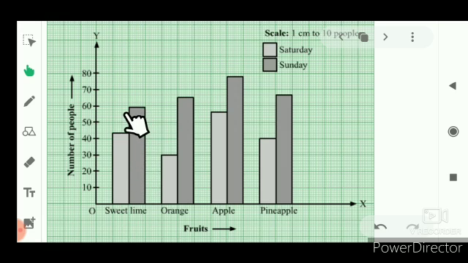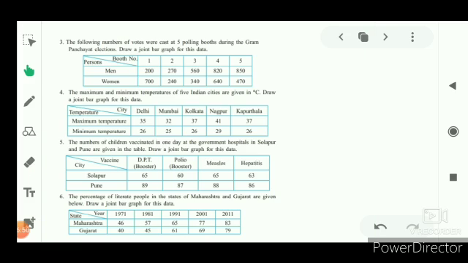For example, for Sunday, the particular person takes 59 juices of sweet lime, then 65 juices of orange, and likewise this bar graph shows the Sunday entries and this light graph shows the Saturday entries. Okay, so this was the answer of the second question. Let's see the third question.